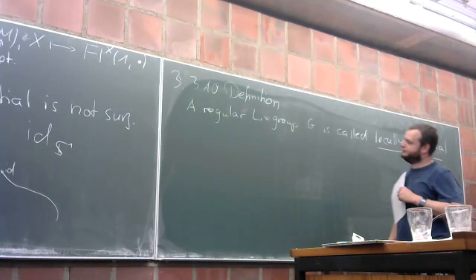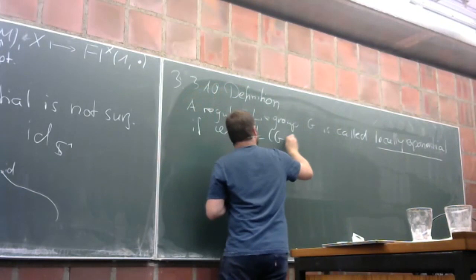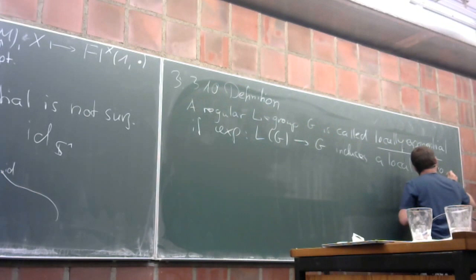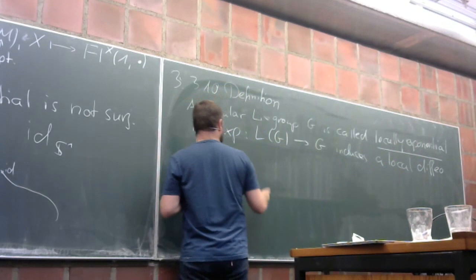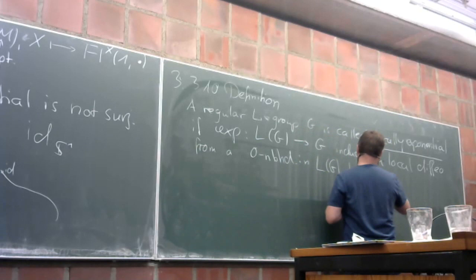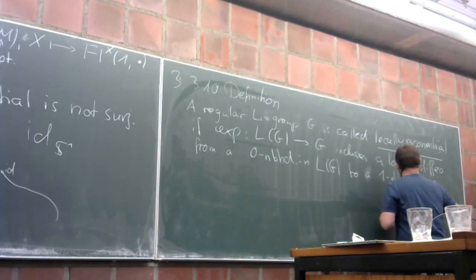If the exponential function gives a local diffeomorphism from a zero neighborhood in the Lie algebra to a one neighborhood in the group, this is just the name for the situation: the Lie group exponential is good.